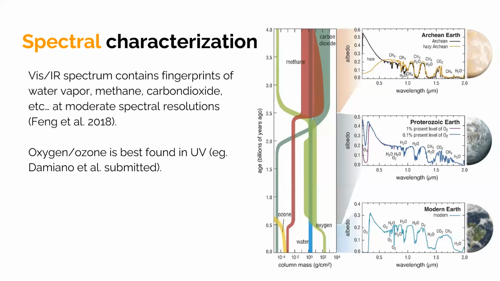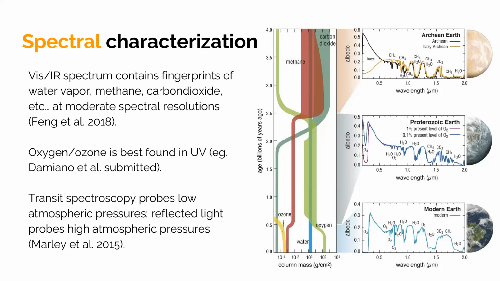What we also found was that ozone and oxygen is really best visible in the UV. There is some discussion still around this. Can we see the oxygen bands at 700, 800 nanometers, or do we really have to go to UV to see the ozone band that is also produced when you have oxygen in the atmospheres?